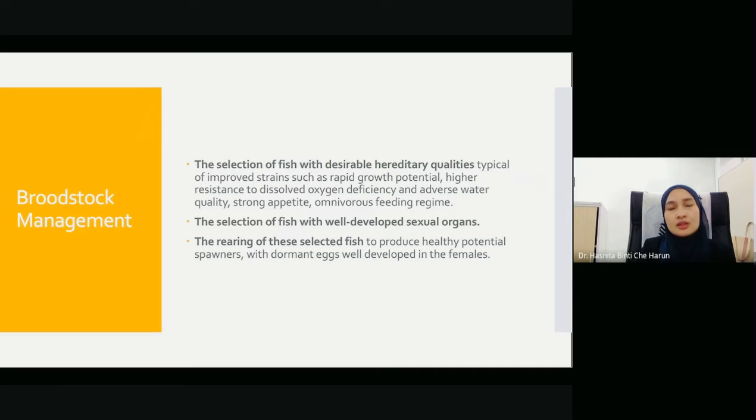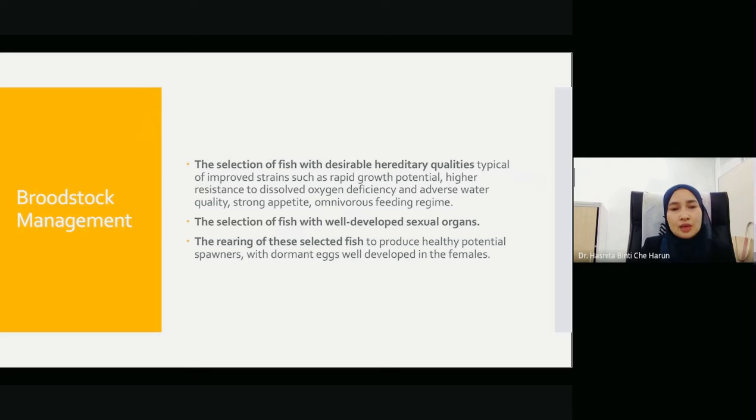the species so that they have the trait that we want, with desirable trait, for instance, species that have a rapid growth trait, species that is higher resistant to dissolved oxygen deficiency or to the adverse water quality, species that have strong appetite, and so on. So with this quality, in the trait that we want, this species can be chosen to be selected for the breeding program.